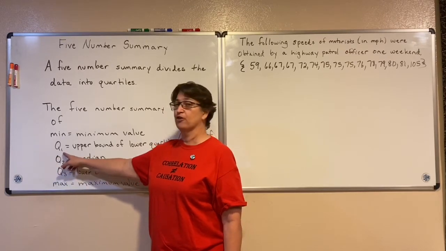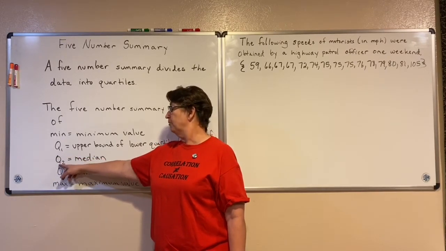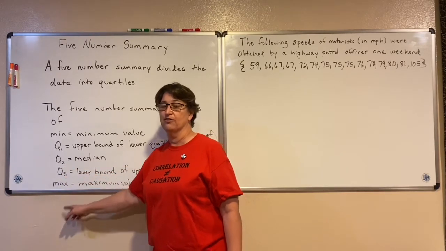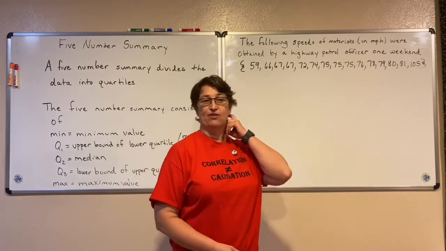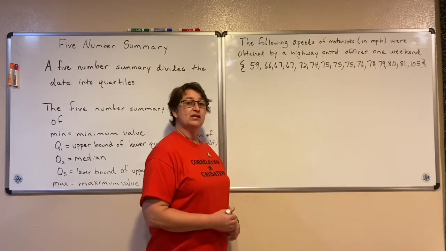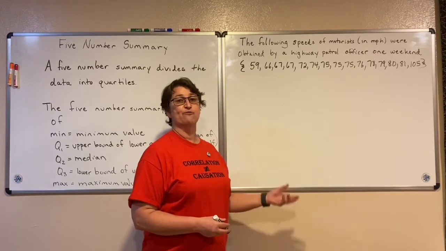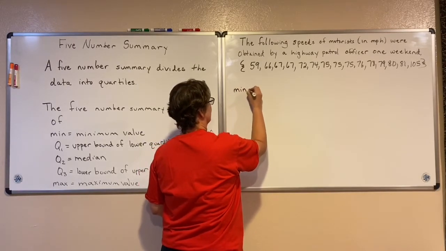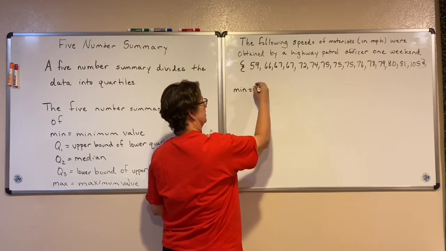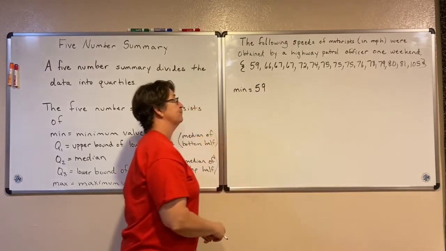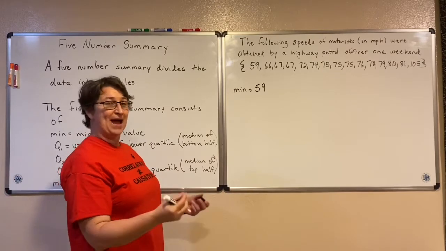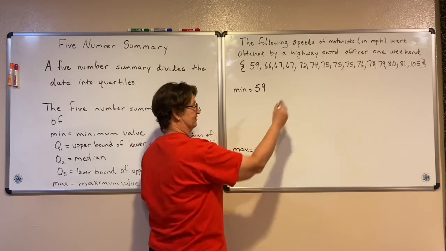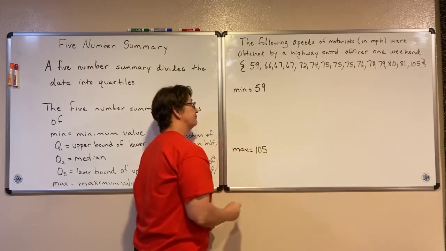The upper bound of the first quartile, the upper bound of the second quartile, the upper bound of the third quartile, and then our maximum would be the upper bound of that last quartile. So let's go through and find our 5-number summary for this data set. The first thing we're going to find is the minimum value. And that minimum is just the smallest number. So in this case, 59. Then I'm going to find my maximum value. My maximum value is just the largest number in my data set, in this case 105.